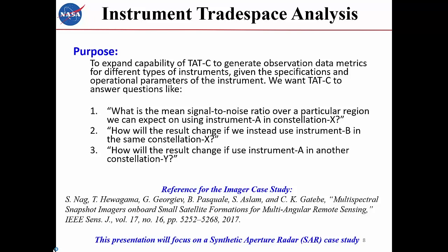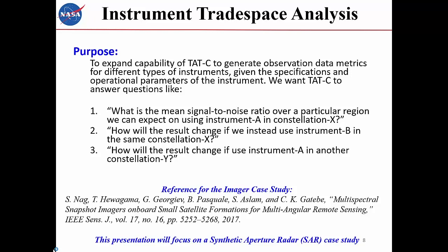So we're trying to answer questions like, what is the mean signal-to-noise ratio over a particular region of the Earth if we use instrument A on constellation X? If we change instrument A and make it B and fly the same constellation X, how does the result change? What if we use the same instrument A and you fly it on a different type of satellite or a different constellation Y, things like that.